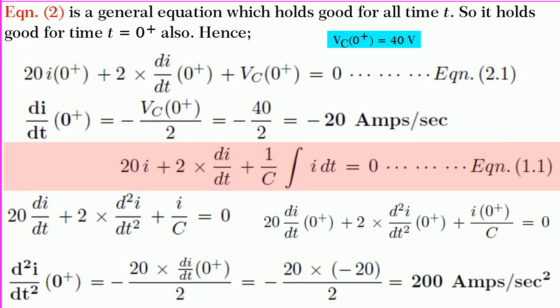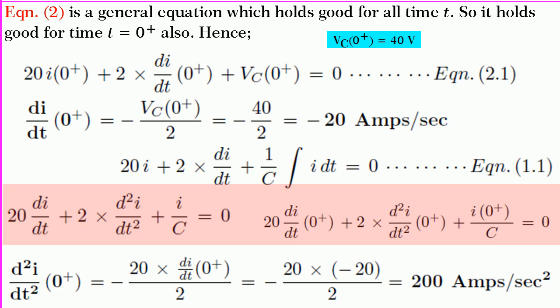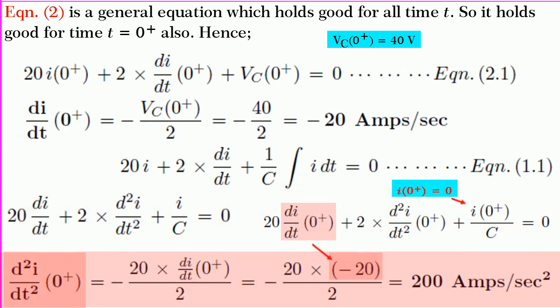To find d squared I by dt squared at t equal to 0 plus, let us use equation 1.1. By differentiating it with respect to t and solving for d squared I by dt squared at t equal to 0 plus, we get d squared I by dt squared at 0 plus is equal to 200 amperes per second squared.